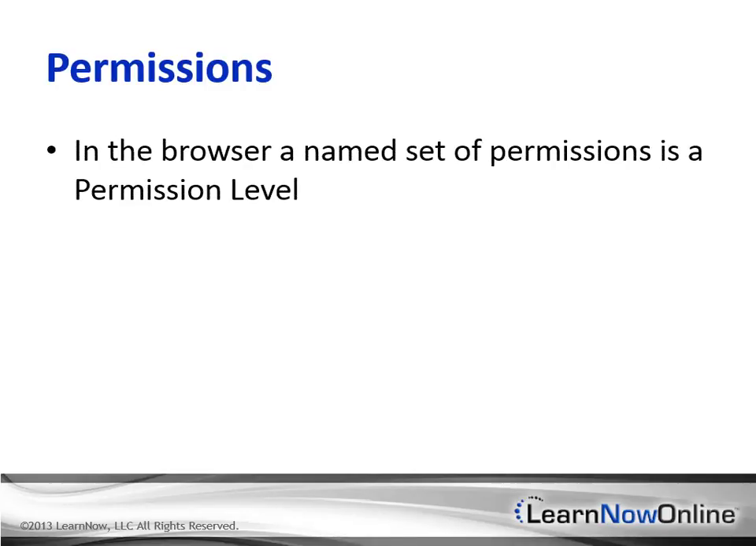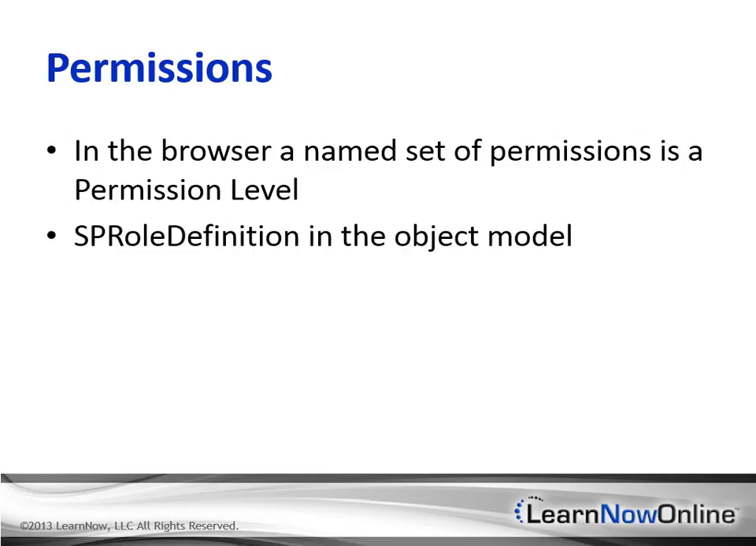Authorization in SharePoint is done based on a user's permission level for a given context. You can view permission levels by clicking on the permission levels ribbon on the People and Groups page, which we've already done in a previous demo. In the browser, a named set of permissions is a permission level. In the object model, the SPRoleDefinition class represents that permission level.